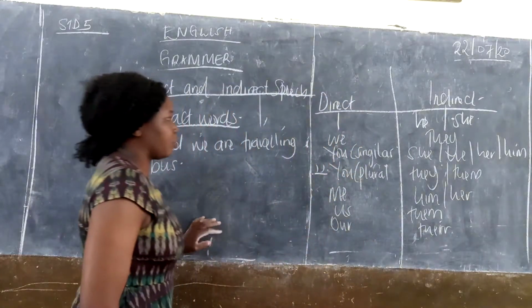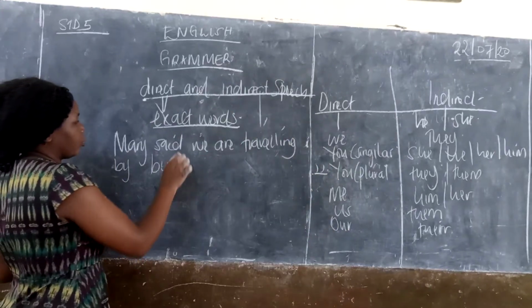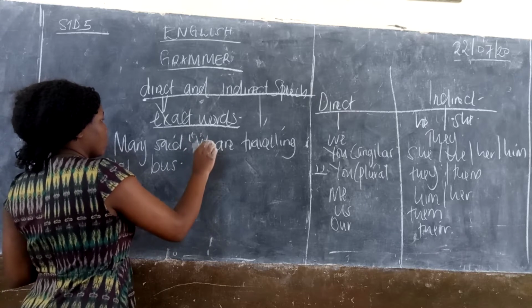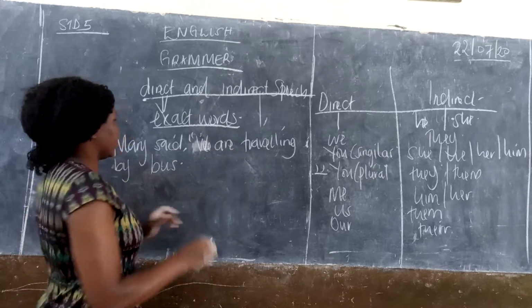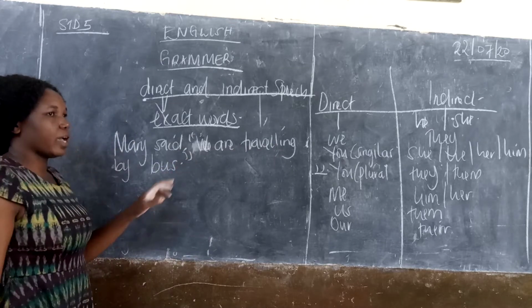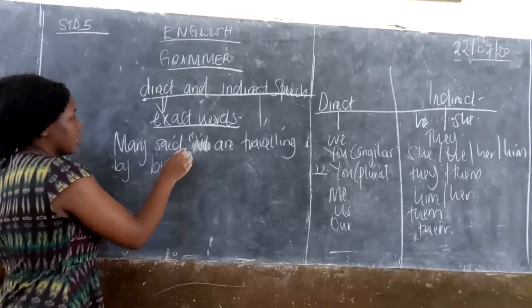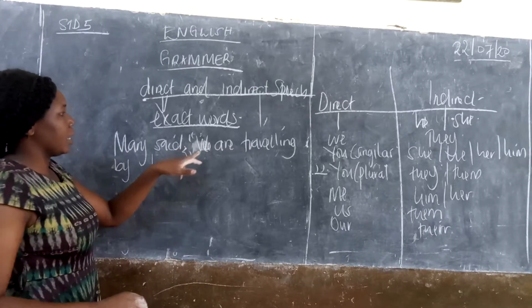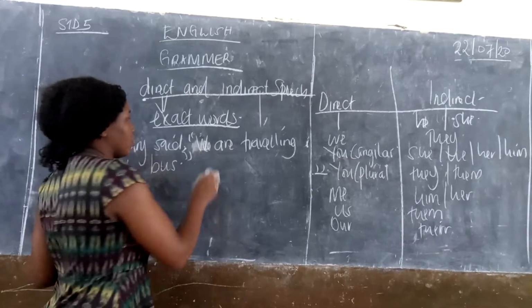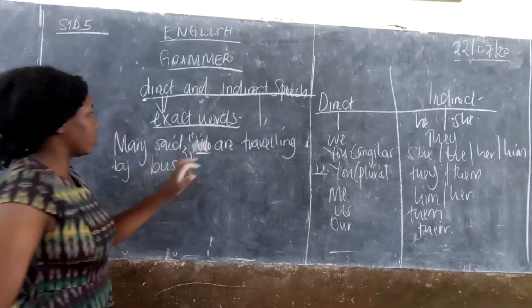It is indirect speech, so we have to put the speech marks. Mary said, "We are traveling by bus." See where I placed my speech marks? Here, I put a comma. I've started my sentence with a capital letter. This is a must. You have to start your sentence with a capital letter.